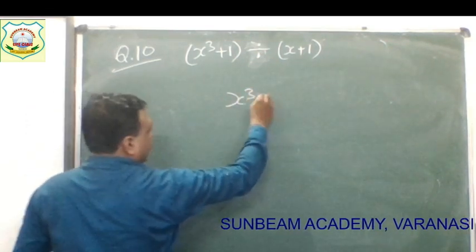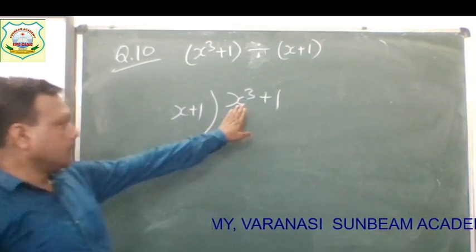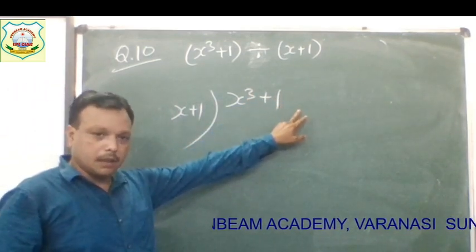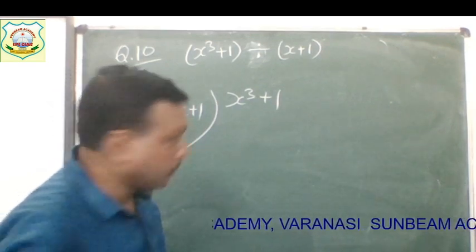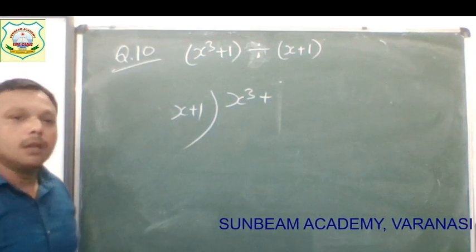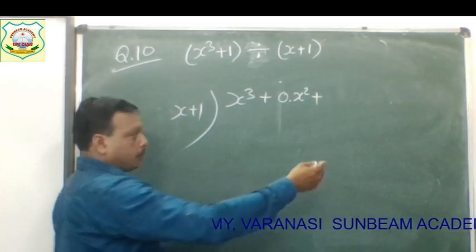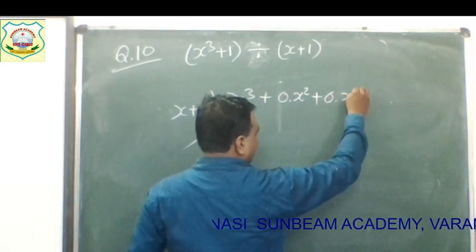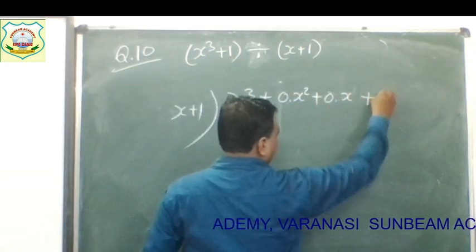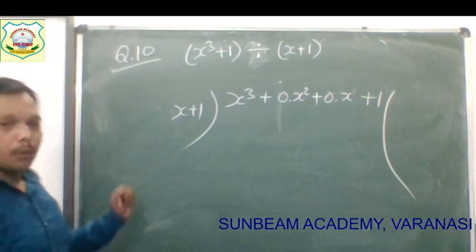x cube plus 1 and x plus 1. Students, we have said in that question that x power 3 is given. The other powers also we will write in decreasing form with multiples of 0. See this, x power 3, then what should come in decreasing order? x power 2, 0 into x power 2, plus 0 into x power 1, and now plus 1. At last we will write the plus 1. If we do it this way, then we will not face the problem.